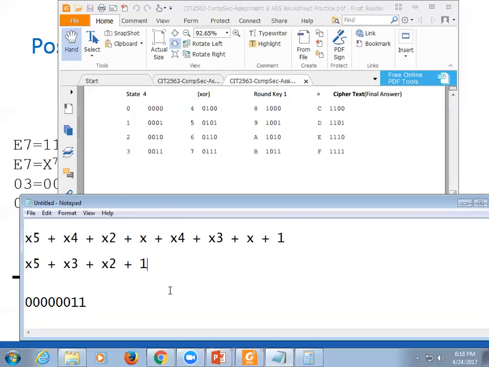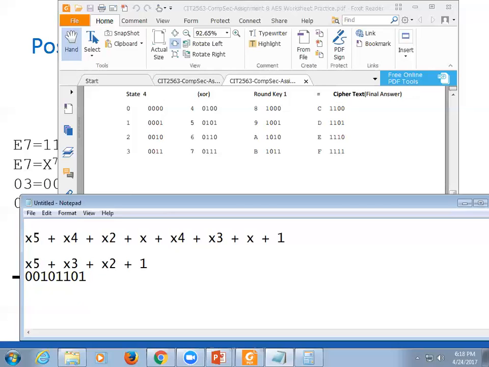So far, so good? All right. So what does that become? So we have an x to the 7th, x to the 6th, x to the 5th, x to the 4th, x to the 3rd, x squared, x, and 1. See how I did that?